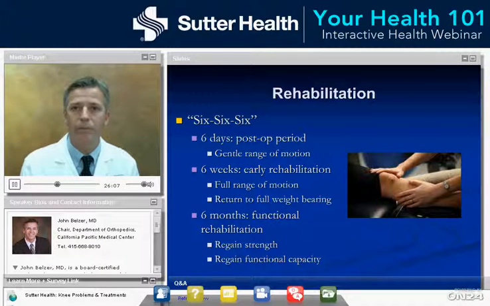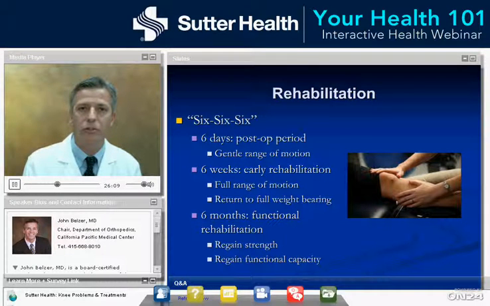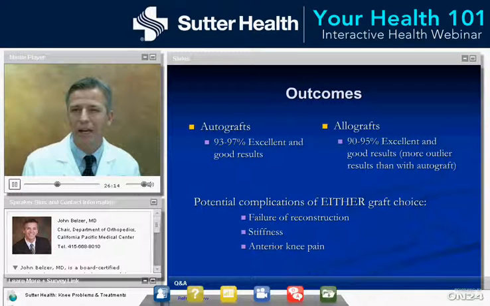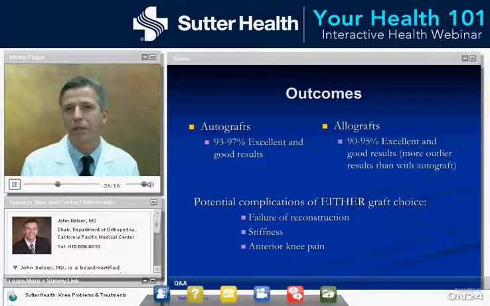Now, outcomes from both autograft and allograft reconstructions are greater than 90%. There are a few outlier studies that show that allografts may have a slightly higher failure rate, but generally speaking, the accepted rate is in the low to mid 90s in terms of excellent and good outcomes for both ACL reconstructive techniques.